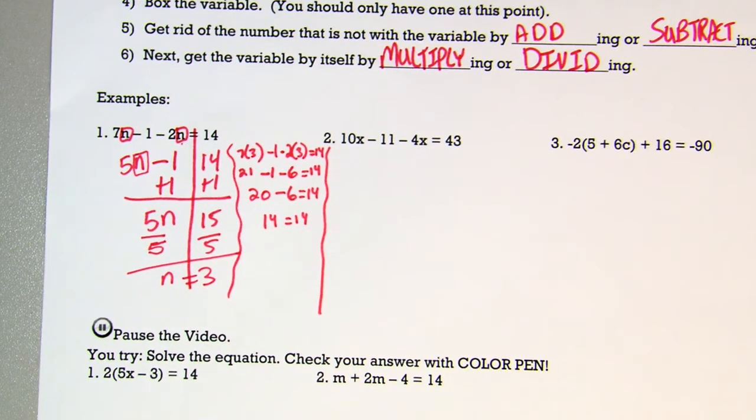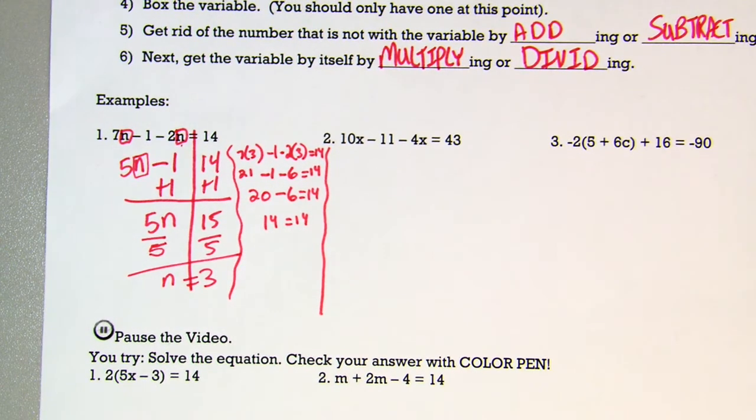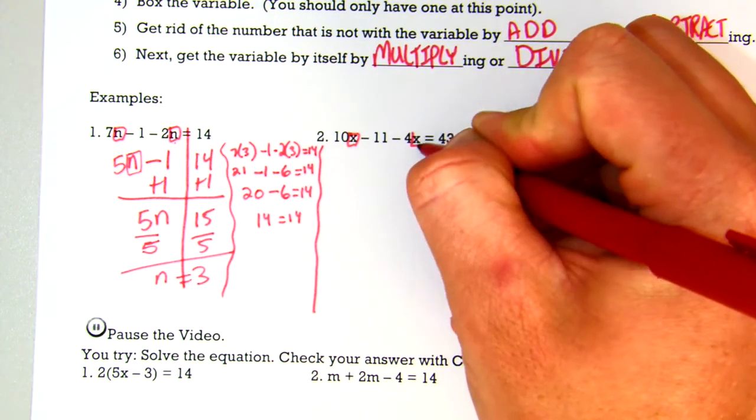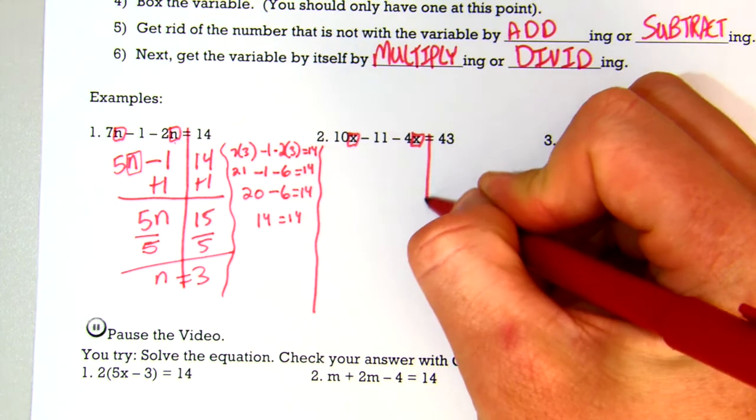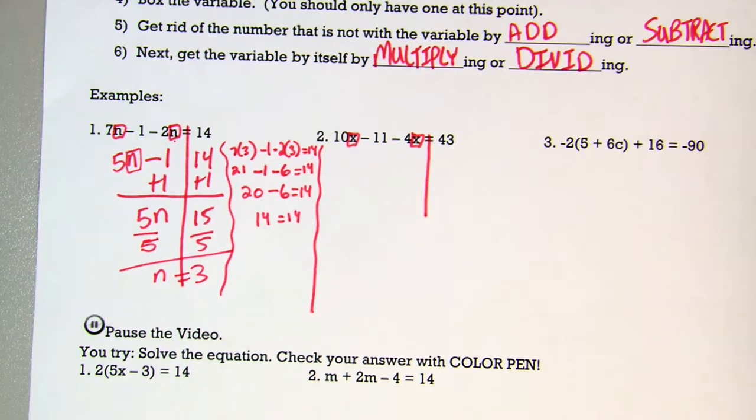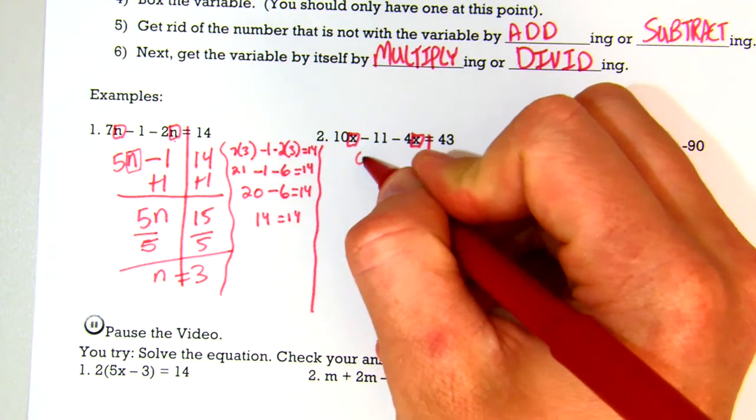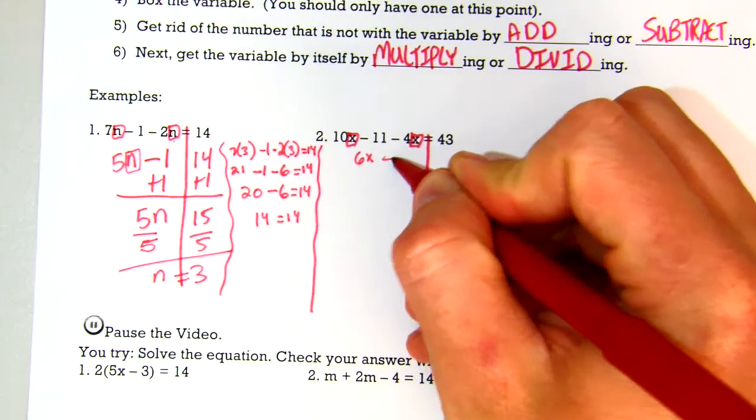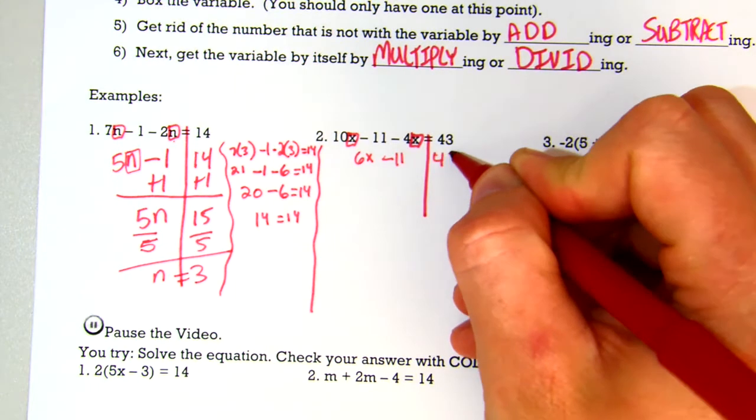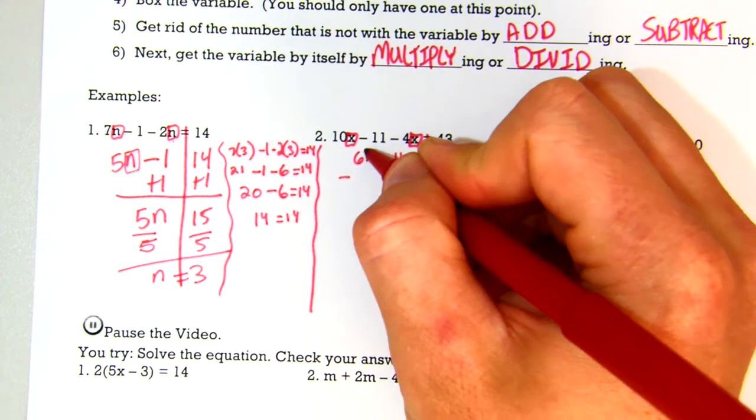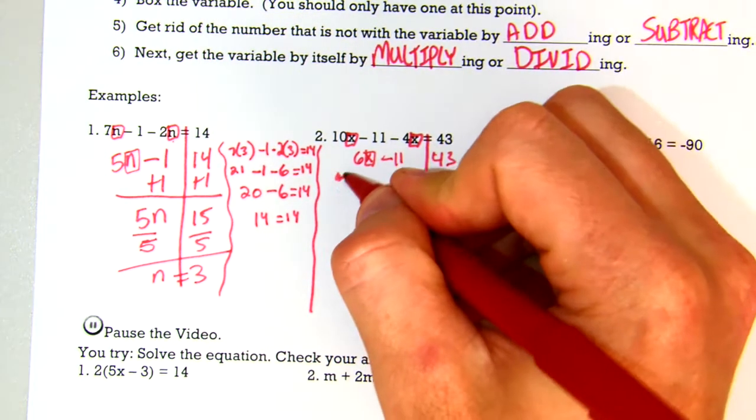Alright, let's go to number 2. 10x minus 11 minus 4x is equal to 43. So I have my two x's are my variables. Draw my line down. I'm going to combine my like terms. 10x minus 4x is equal to a positive 6x. So 6x. Bring down my minus 11. Bring down my 43. Go ahead and box the x.